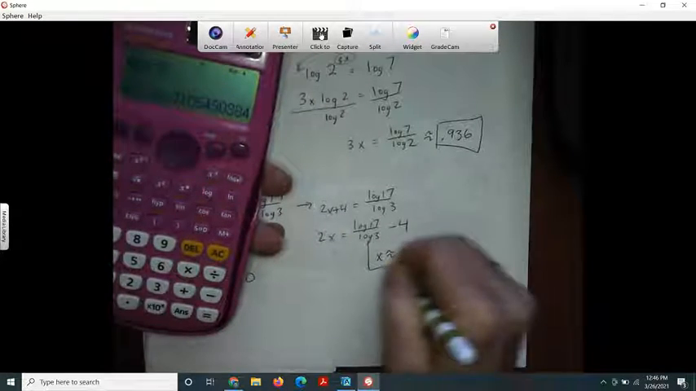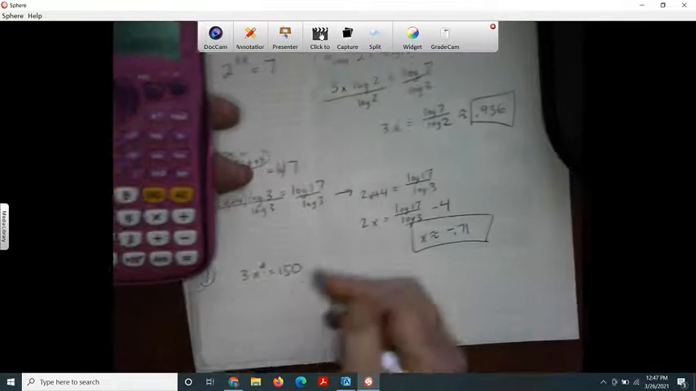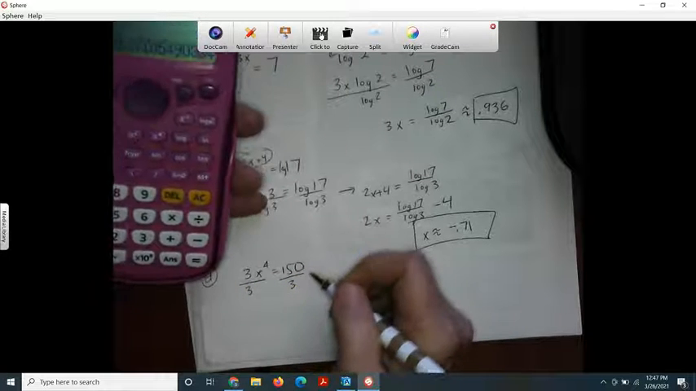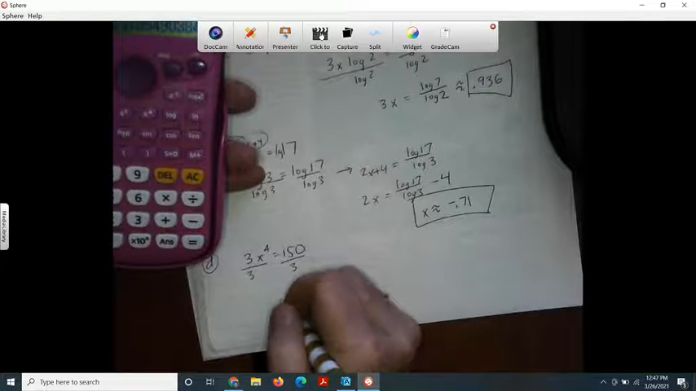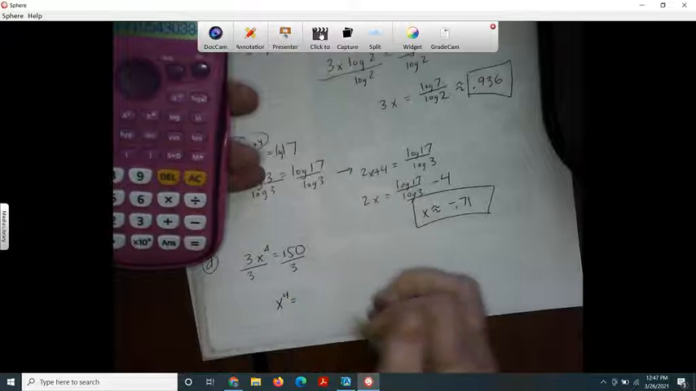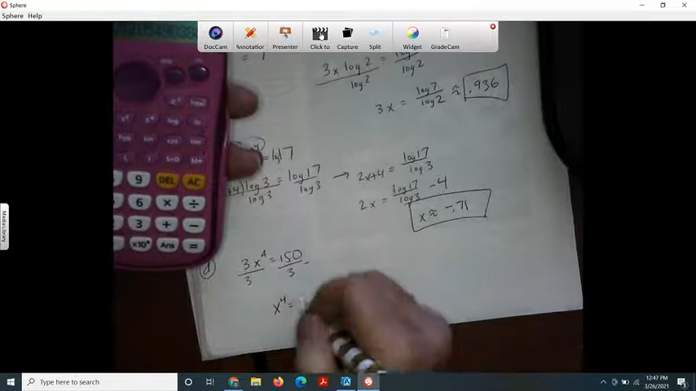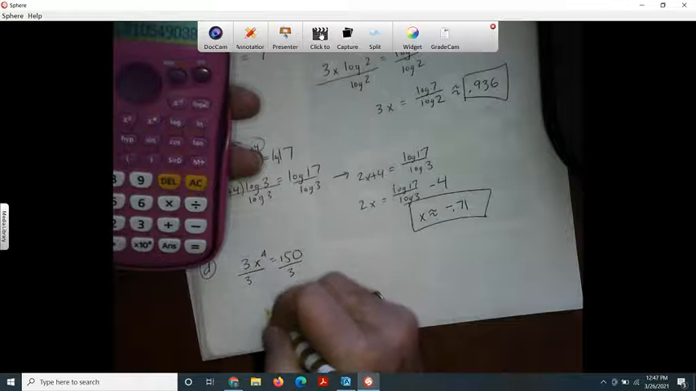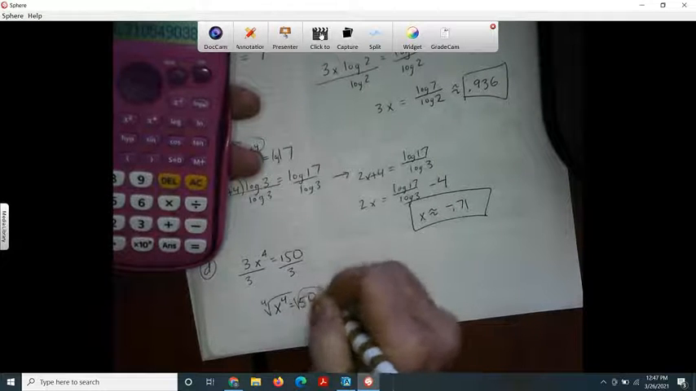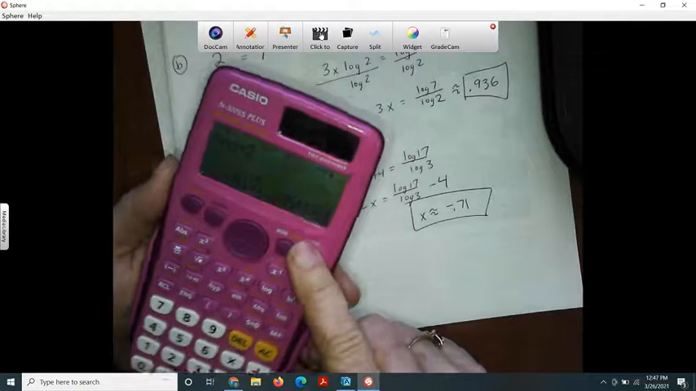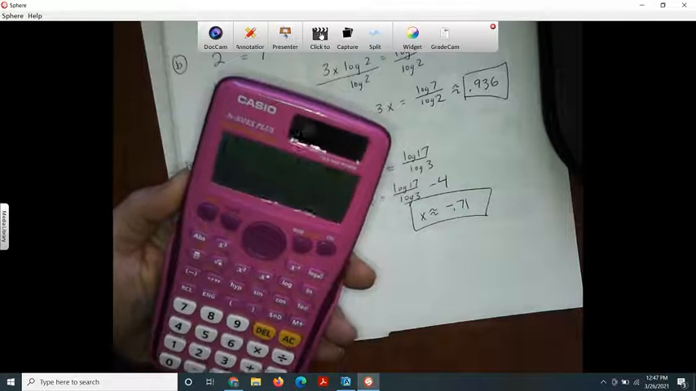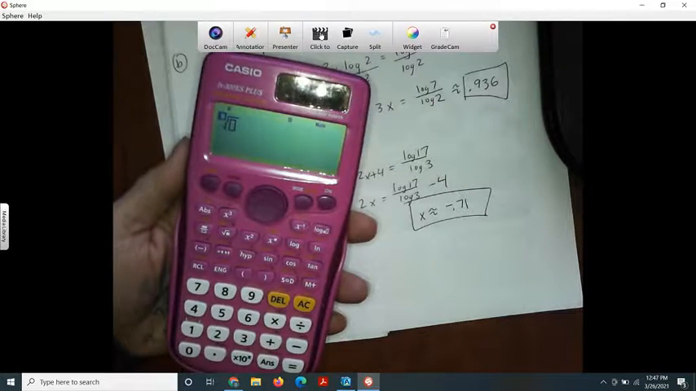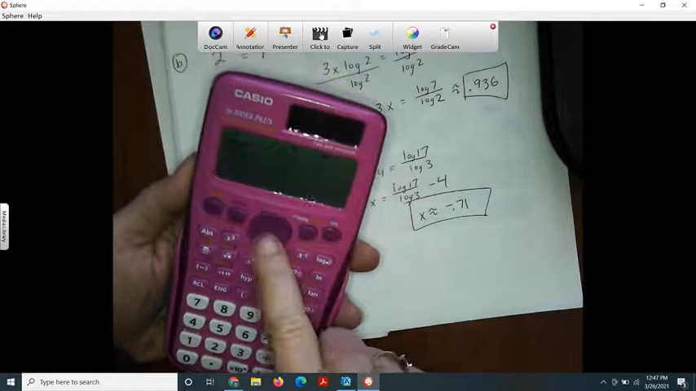And then this last one, I would divide out the 3 first. Oh, this one's a little different than the other ones. X to the 4th equals, would that be 50? So then I could just take the 4th root of both sides if my calculator has that kind of a key. So I think I do have a key like that. So I can just hit the 4th root of 50.